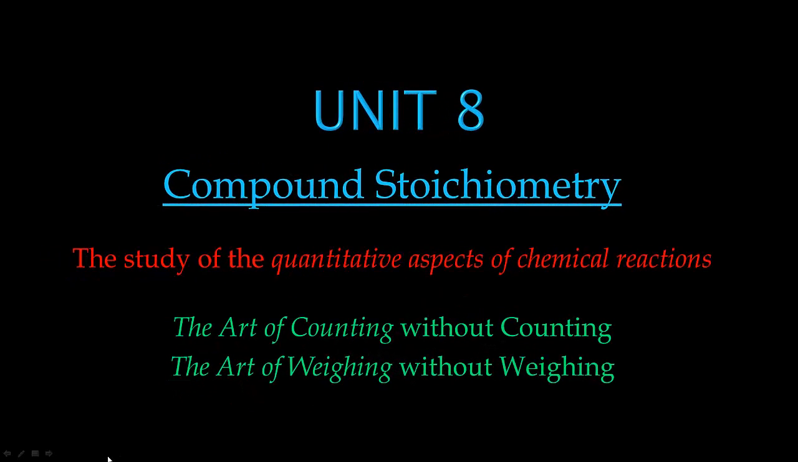Hello, chemistry students. Today we're going to start talking about our Unit 8 compound stoichiometry, and stoichiometry is simply the study of the quantitative aspects of chemical reactions. Now remember, quantitative means number, so we're talking about the number aspects. Or it could be the art of counting without actually counting, the art of weighing without actually weighing.